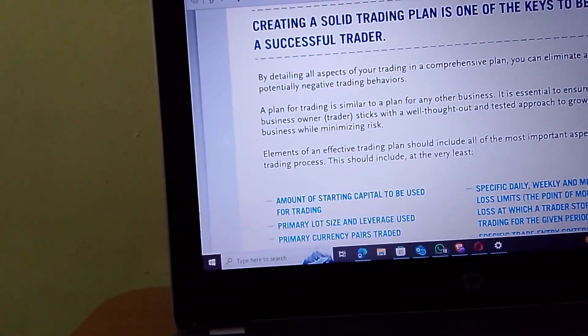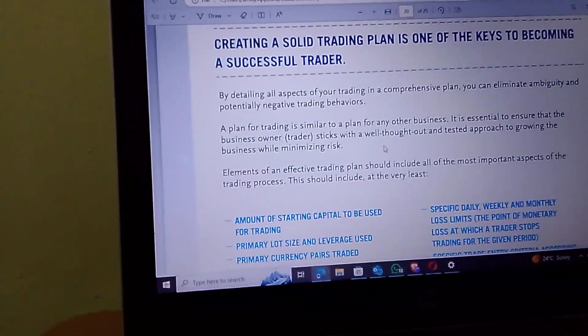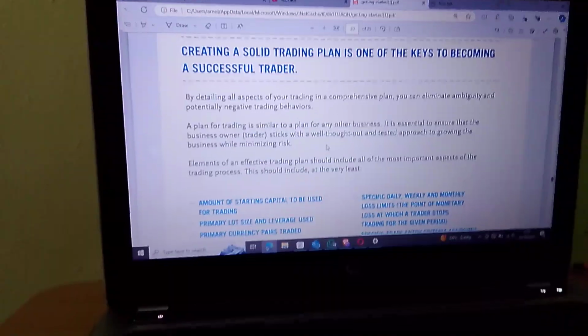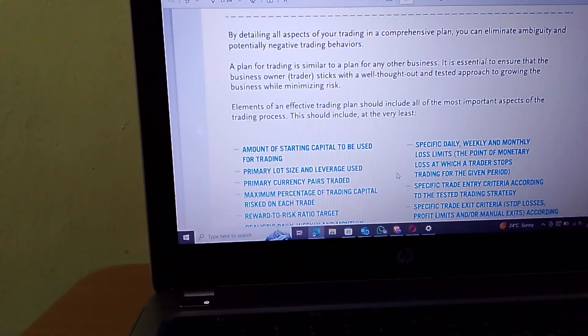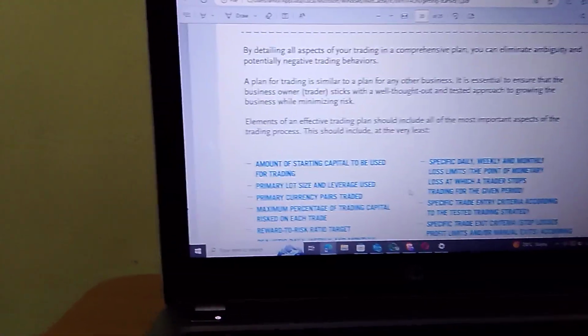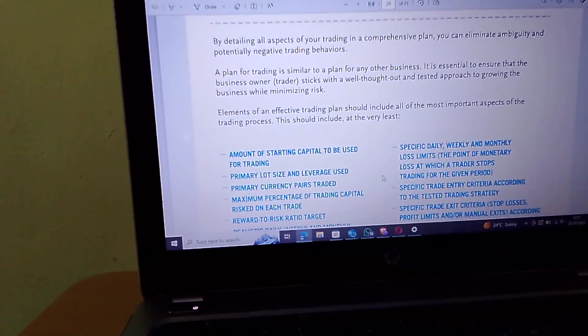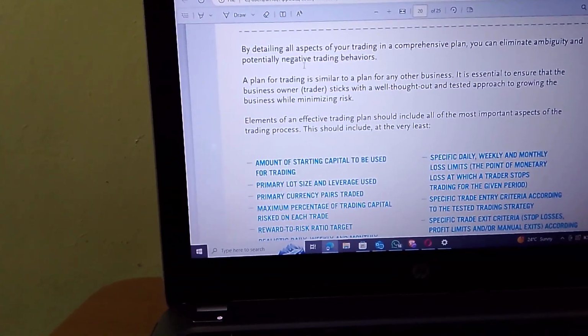You don't need to have negative trading behaviors, such as, let's call it, trading hunger, or you don't need to be selfish, and you should have good trading behaviors. They call it positive trading behaviors. That's just what I've said, because here it's written negative trading behaviors.